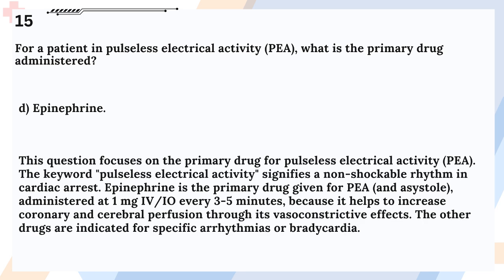Answer D. Epinephrine. This question focuses on the primary drug for pulseless electrical activity, PEA. The keyword pulseless electrical activity signifies a non-shockable rhythm in cardiac arrest. Epinephrine is the primary drug given for PEA and asystole, administered at 1 mg IV/IO every 3 to 5 minutes, because it helps to increase coronary and cerebral perfusion through its vasoconstrictive effects. The other drugs are indicated for specific arrhythmias or bradycardia.